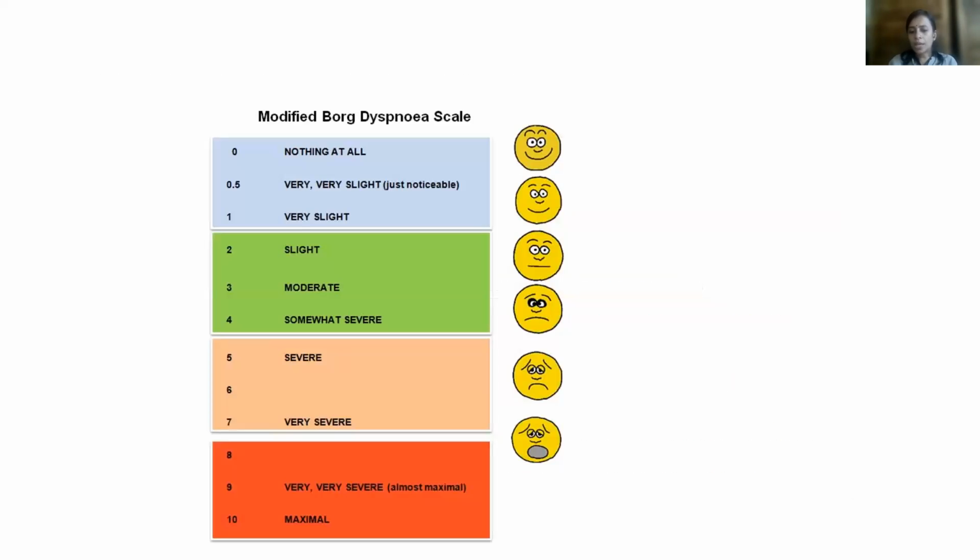The commonly used scale is MMRC, but this is another scale. It is the Modified Borg scale. If the patient cannot express, then you can show these pictures and score accordingly. You can refer to these scales, but the most commonly used one is MMRC.